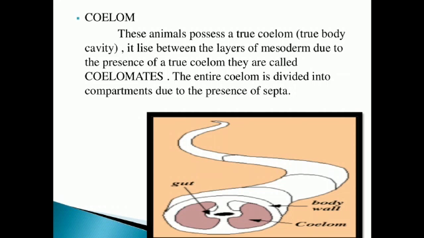So they have the true type of coelom. These animals possess a true coelom. True coelom means that their body cavity is of the true type and is developed from the archenteron, which is formed due to the splitting of the mesoderm. And the coelom is divided into compartments due to the presence of the septa. As we said earlier, the septa are the internal walls of each segment.